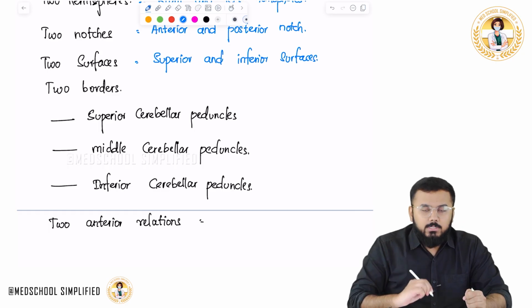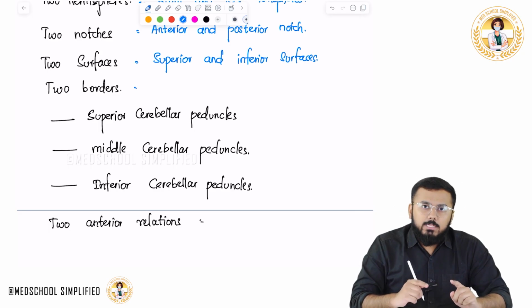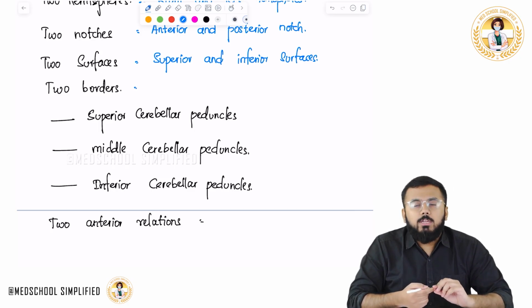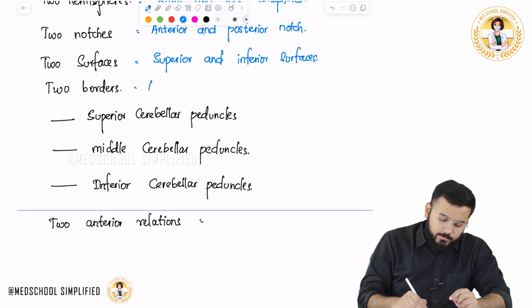Next, what are the two borders we have got? If you remember, in the starting of the cerebellum, I discussed that the cerebellum has two borders. One is called the anterolateral border, another one is called the posterior border.